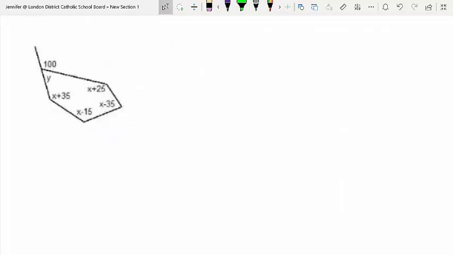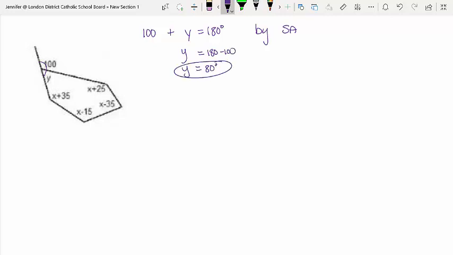Alright, the last question here for this section is find the value of x and y. The first thing I'm going to use is I see supplementary angles here. So that means I can quickly get the value of y before I do the rest of the question, because I know that 100 plus y will equal 180 degrees by the supplementary angle rule. Now I just have to solve for y. So y must be 80 degrees. So I'm going to plug that in.